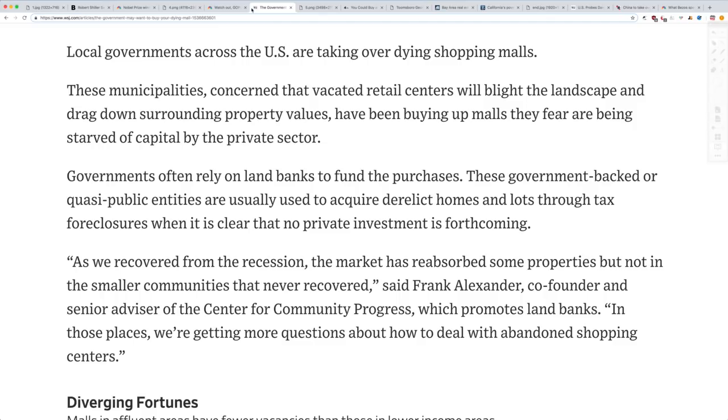Local governments across the U.S. are taking over dying shopping malls. These municipalities, concerned that vacated retail centers will blight the landscape and drag down surrounding property values, have been buying up malls they fear are being starved of capital by the private sector.